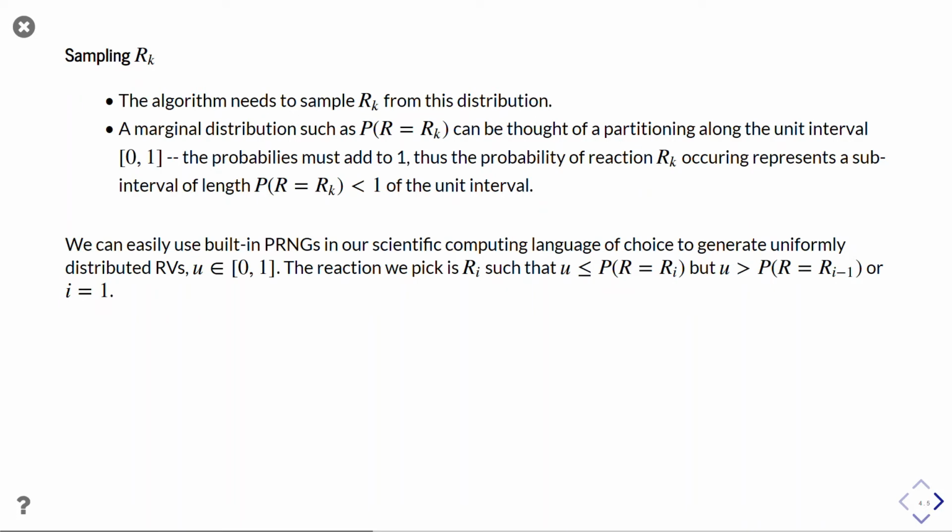We can easily use built-in pseudo-random number generators in our favorite scientific computing language to generate uniformly distributed random numbers. I'll denote these U, and these will be uniformly distributed over the unit interval. The reaction we pick is R sub I, such that U is less than or equal to the probability of R sub I occurring, and at the same time, U is greater than the probability of R sub I minus 1 occurring, unless I equals 1. This can be summarized as is shown below.